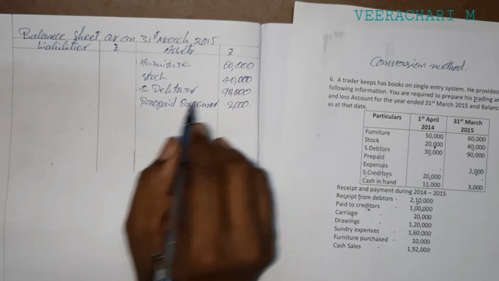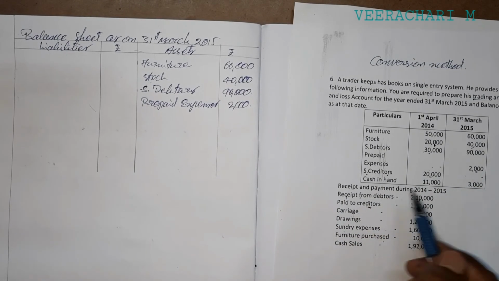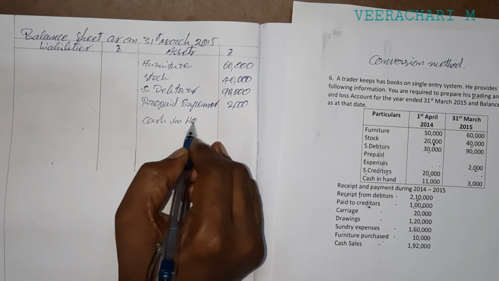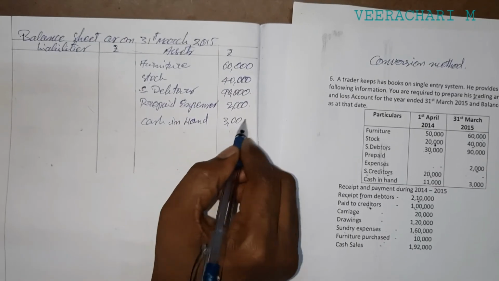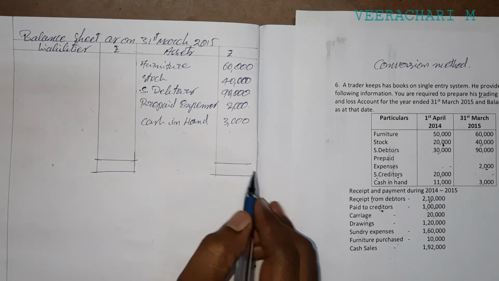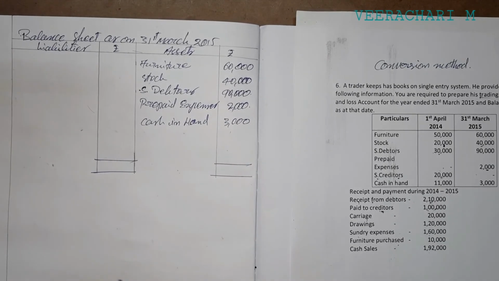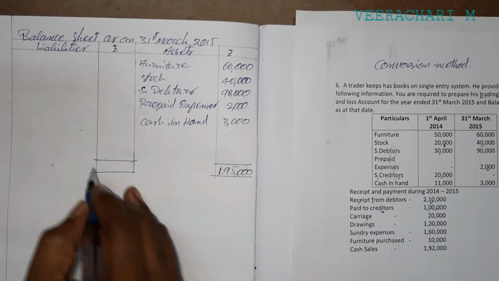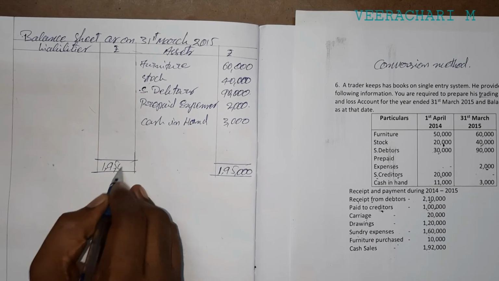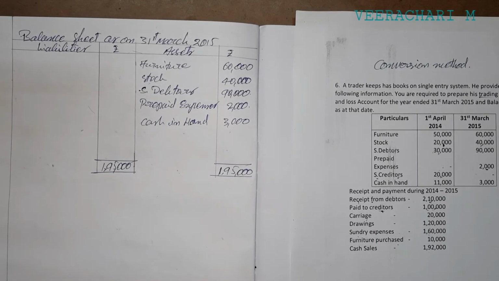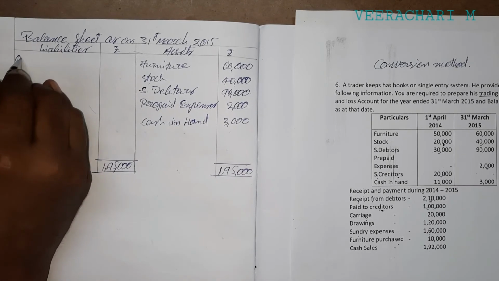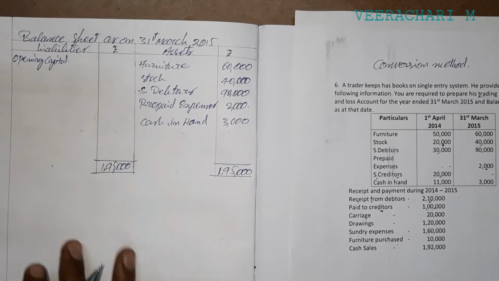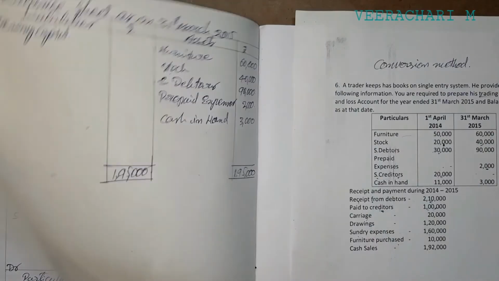There are no sundry creditors, and the cash in hand is 3,000, it is also an asset. So total of assets is 1,95,000. So the liability side also must be 1,95,000. Start the liabilities with opening capital. The opening capital is 91,000.